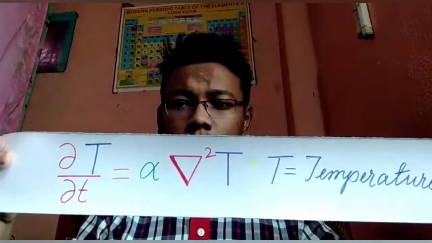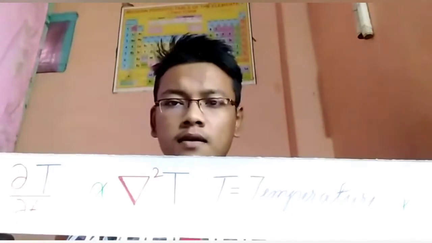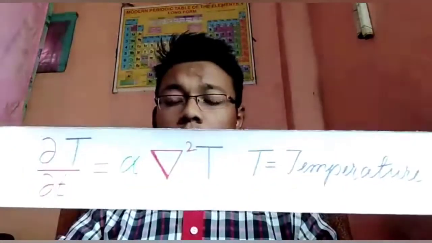Next, we have this application in describing heat flow, which is again a partial differential equation of temperature as a function, and the differential equation takes this form. Here the alpha depends on the substance that we are taking, and it is called the thermal diffusivity, and the differential equation looks like this.